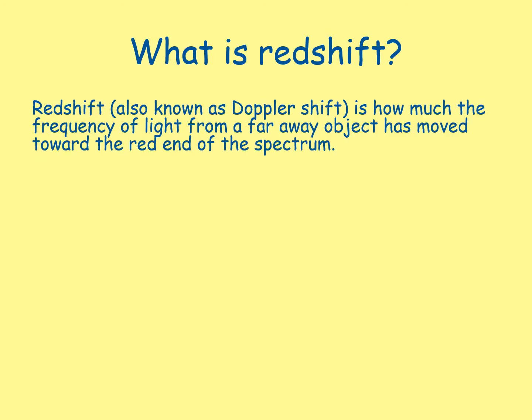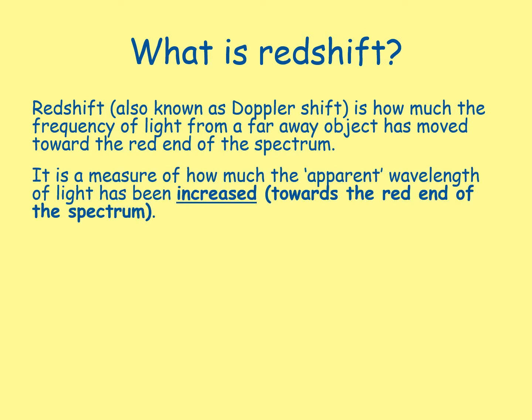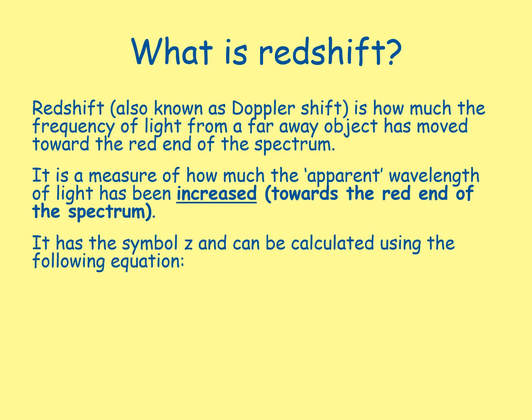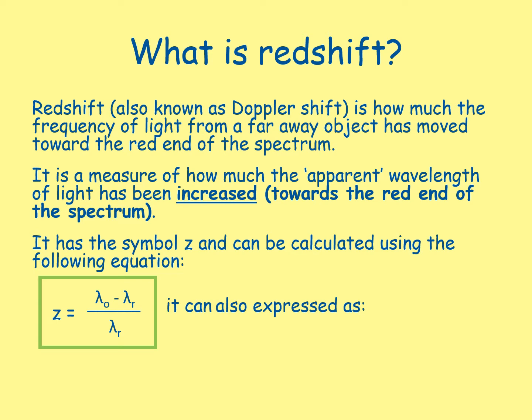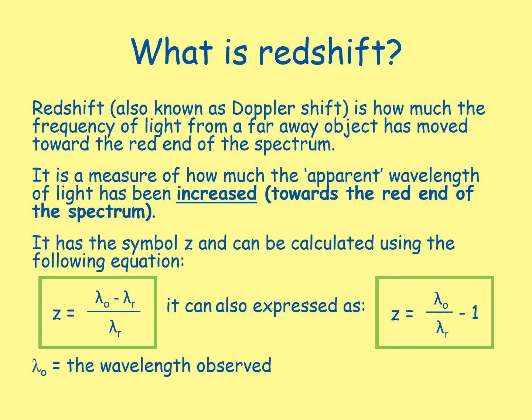So what is redshift? Redshift, also known as Doppler shift, is how much the frequency of light from a faraway object has moved towards the red end of the spectrum. It is a measure of how much the apparent wavelength of light has been increased. It has the symbol Z and can be calculated using the following equation. Z equals (λ_O minus λ_R) over λ_R. It can also be expressed as Z equals λ_O over λ_R minus 1, where λ_O is the wavelength observed and λ_R is the wavelength at rest.